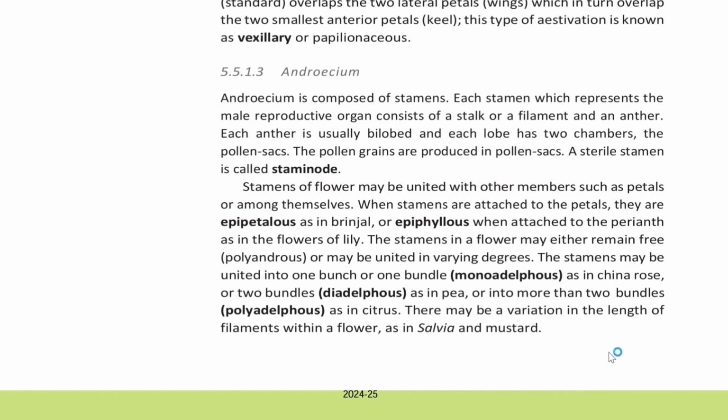The stamens in a flower may either remain free, that is polyandrous condition, or may be united in varying degrees. The stamens may be united into one bunch or one bundle, that is monadelphous as in China rose, or 2 bundles, that is diadelphous as in pea, or into more than 2 bundles, that is polyadelphous as in citrus. There may be variation in the length of filaments within a flower as in salvia and mustard.